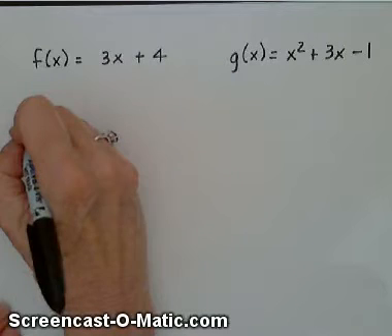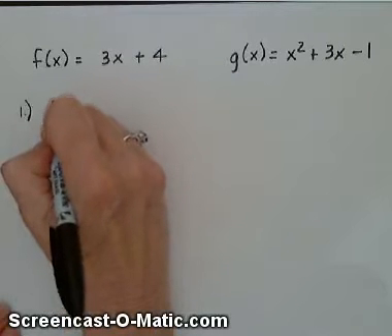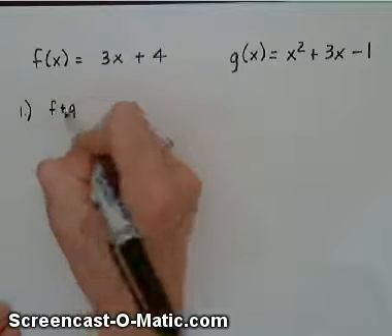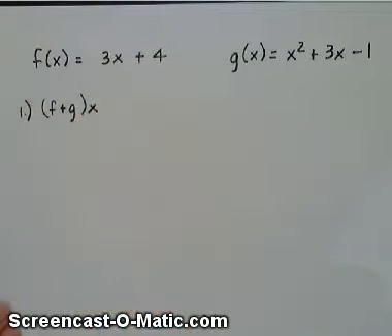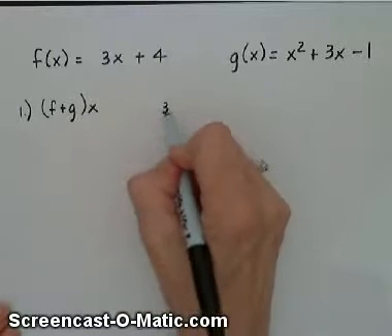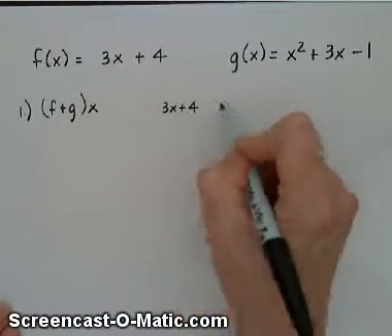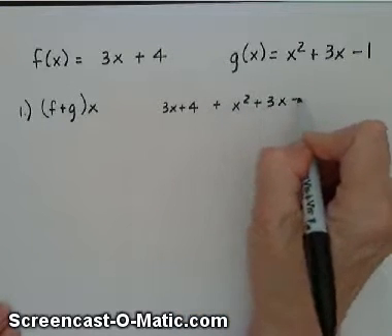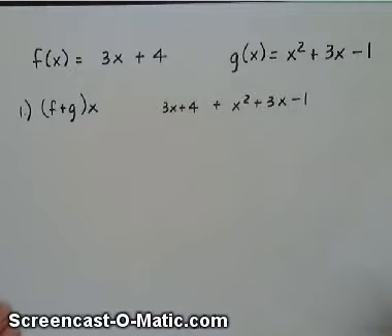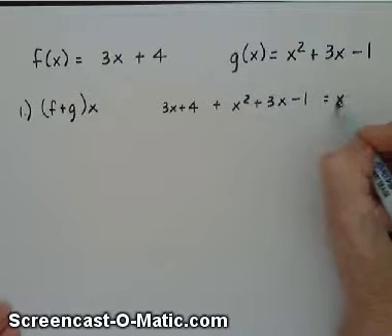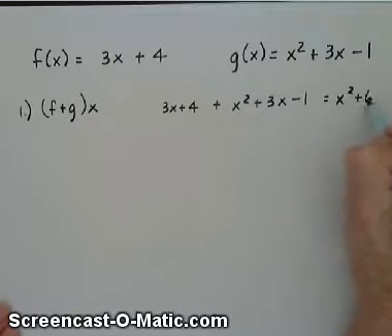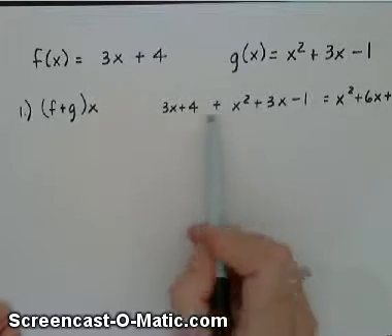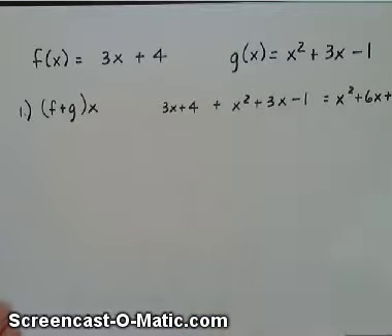So first of all, example 1. Let's do f plus g of x. And this is just saying let's add the two functions together. So that would be the f function, 3x plus 4, added to the g function, x squared plus 3x minus 1. For a final answer of, put together whatever you can. We're going to have x squared plus 6x plus 4 minus 1 is 3. X squared, 3x plus 3x, 6x, 4 minus 1 is 3.